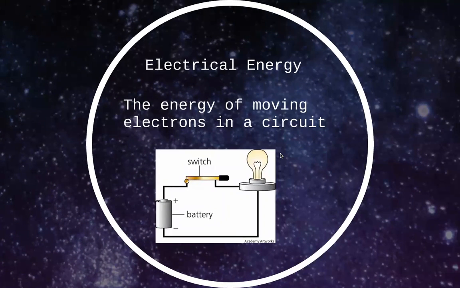Electrical energy is the electrons moving in a circuit. So it's still an energy of motion, because this time it's the electrons flowing from the negative terminal of the battery to the positive terminal.